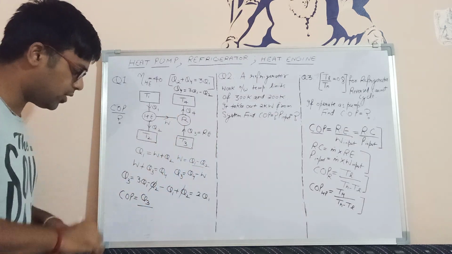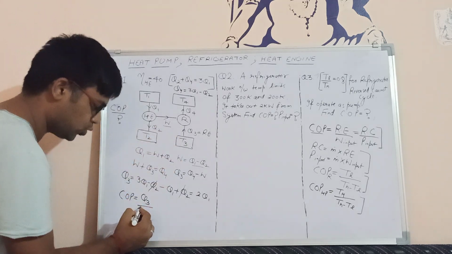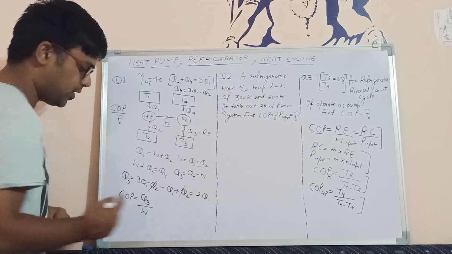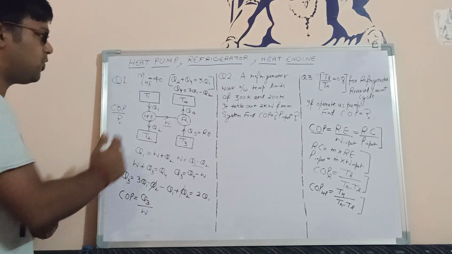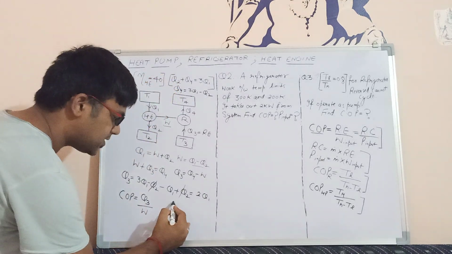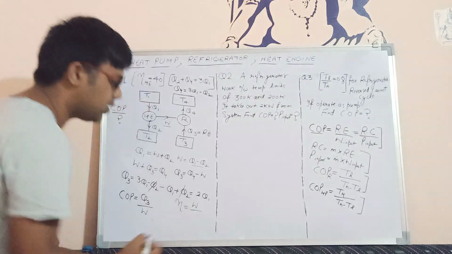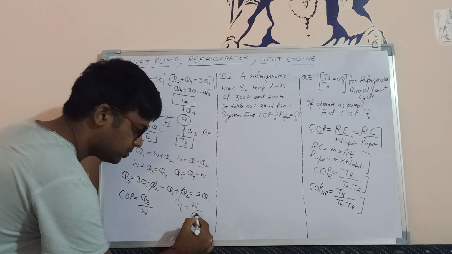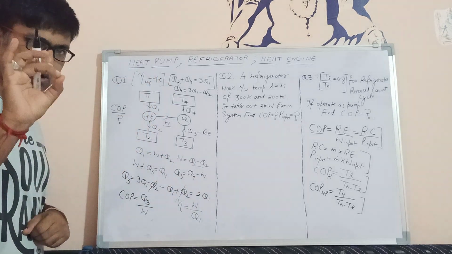Upon what is the work input required? That is basically W to run the compressor. So it is Q3 upon W. Q3 is 2Q1. And what is the value of W? We have to find the value of W from the formula of efficiency of the engine. Efficiency is defined as the ratio of work done upon heat supplied, that is Q1. Efficiency is 40%, or you can say 0.4.